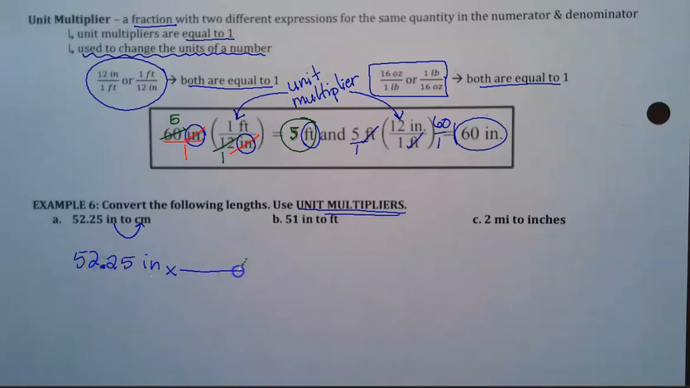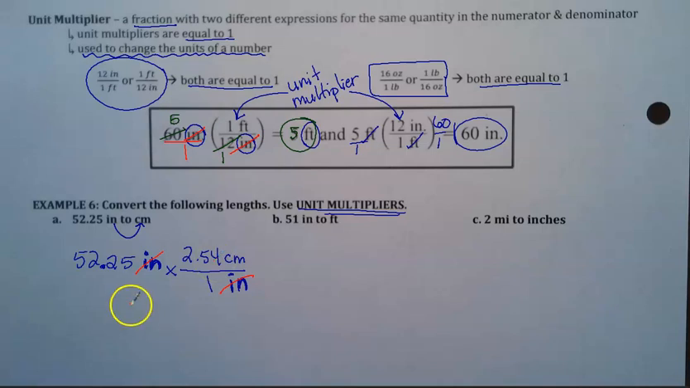Now I need a unit multiplier, or a fraction. Because I'm looking at inches, I want inches in my denominator. So how many centimeters is equal to an inch? Good. I knew that you guys would know it. 2.54 centimeters equals 1 inch. And again, the reason that I chose inches in the denominator was so it would cancel here. So now you do 52.25 times 2.54.